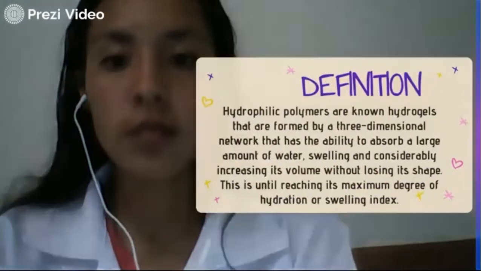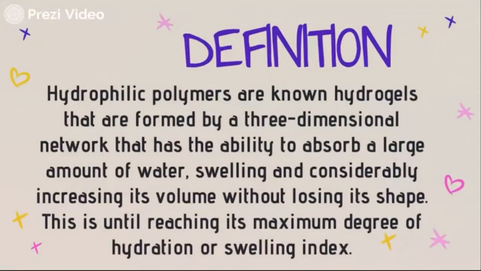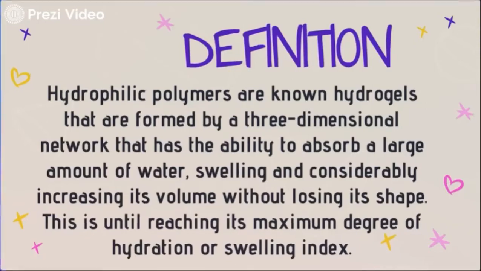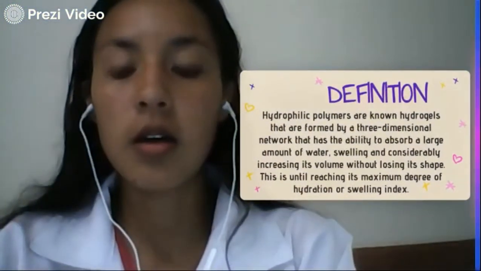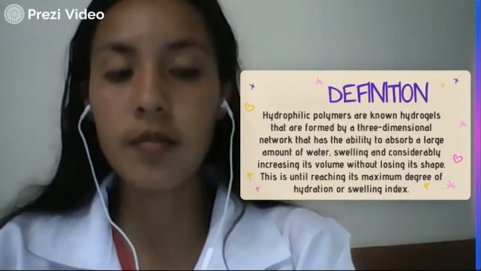First, we have the definition. Hydrophilic polymers are non-hydrolytes that are formed by a three-dimensional network that has the ability to absorb a large amount of water, swelling, and considerably increasing its volume without losing its shape. This is until reaching its maximum degree of hydration or swelling index.